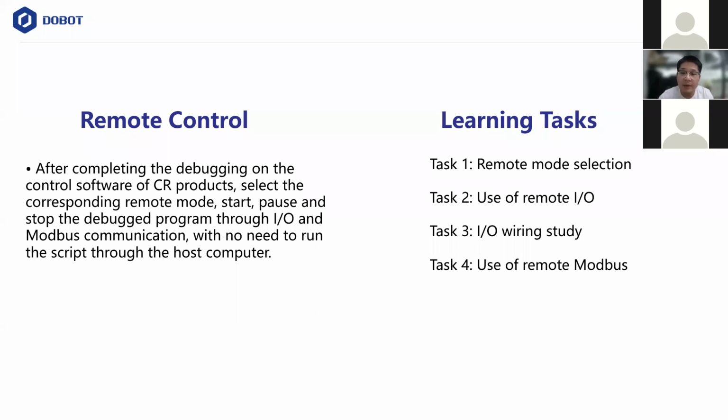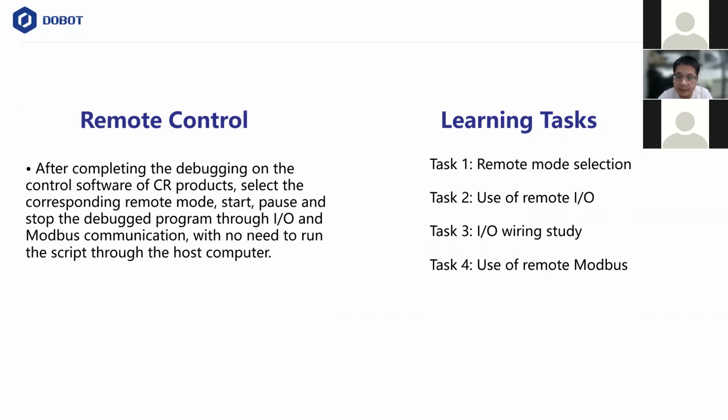Right now, I'm going to introduce the remote control function of the CR robots. After completing the debugging on the control software of the CR product, you can select the corresponding remote mode in the remote control function module, where the user can start, pause, and stop the debugging program through the I/O and the motor bus communication without running the script through the host computer.